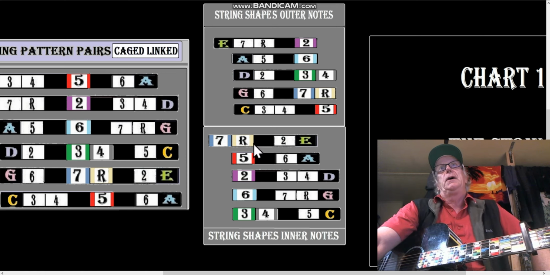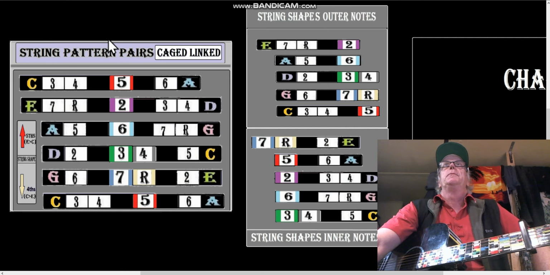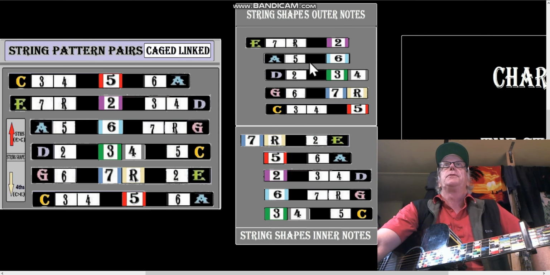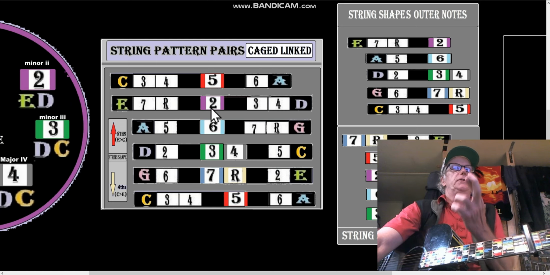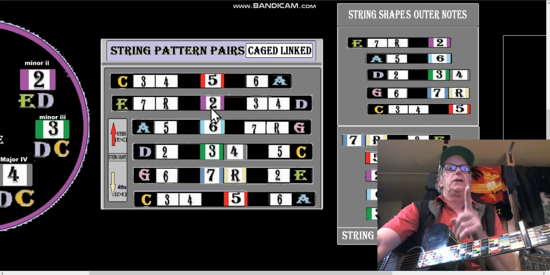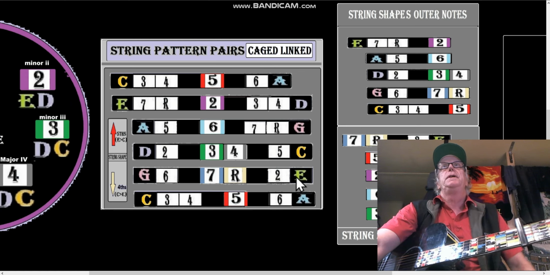So we've got our outer notes, inner notes here too. When we put the string shapes together to get two string shapes each that share these notes, now they're sharing these notes. They're either sharing 1 note or they're sharing 2 notes, the 3 and the 4 in the DC, the 7 and the root in the GE. C and A just shares 5. A and G shares the 6.